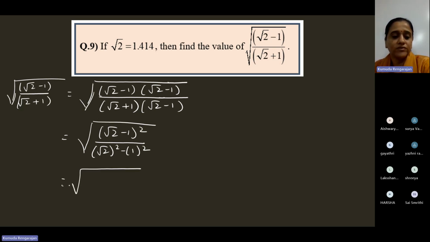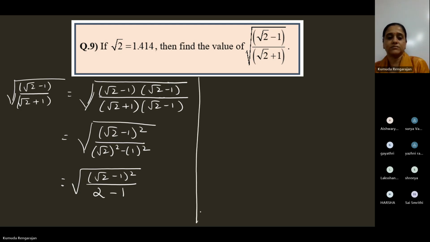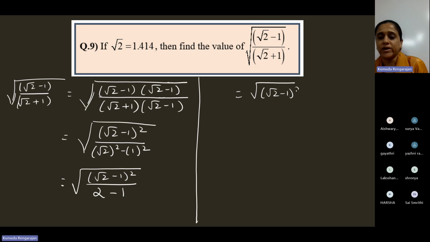So square root of, don't expand this, root 2 minus 1 the whole square divided by root 2 square is 2, minus 1 square is 1. So that is 2 minus 1, which is 1. So we have square root of root 2 minus 1 the whole square, which is nothing but root 2 minus 1.